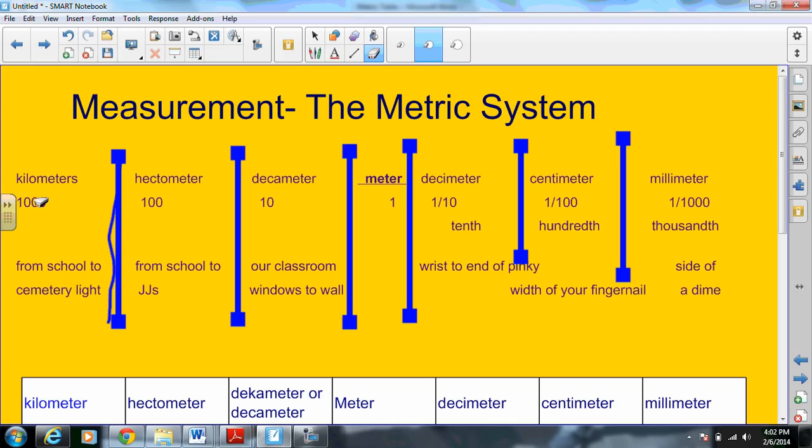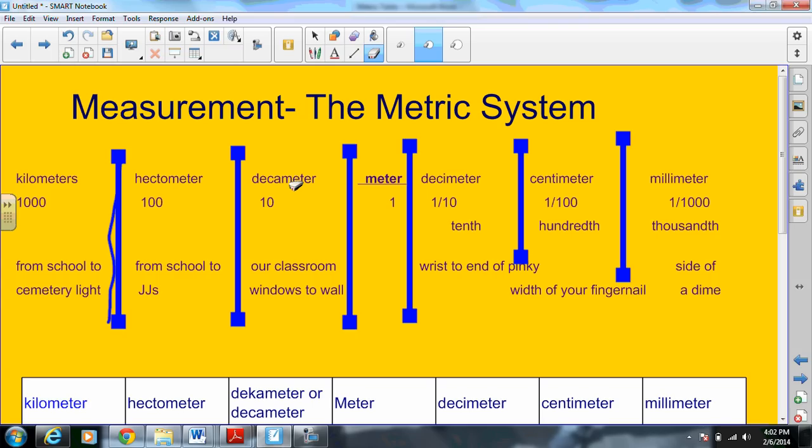If we were going to measure a kilometer, it would go from our school to about the bottom of the hill, turn right to the light at the cemetery. That's about a kilometer. A hectometer is 100 meters and it goes from the front door of our school to maybe JJ's or maybe even across the street. That's about a hectometer.